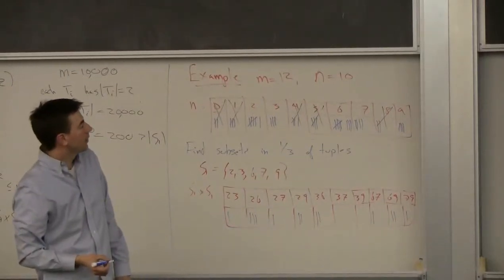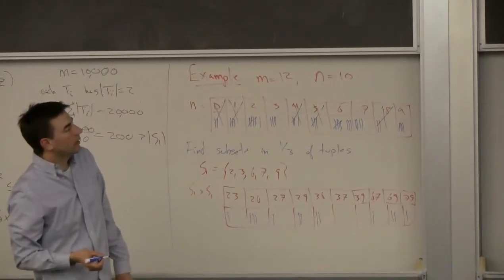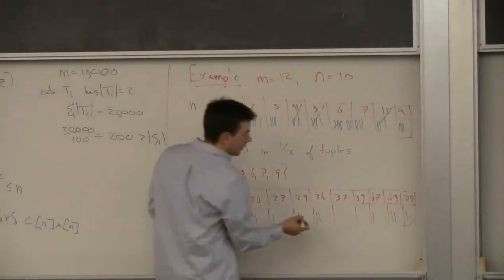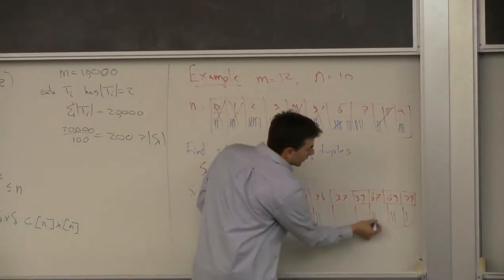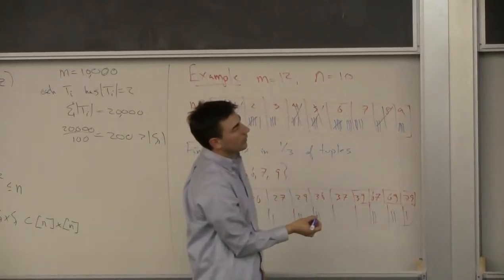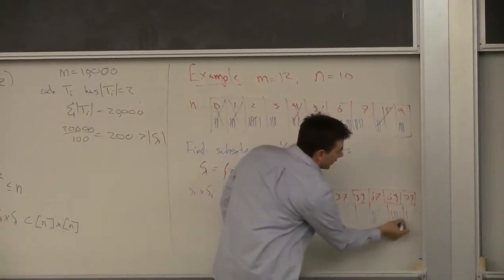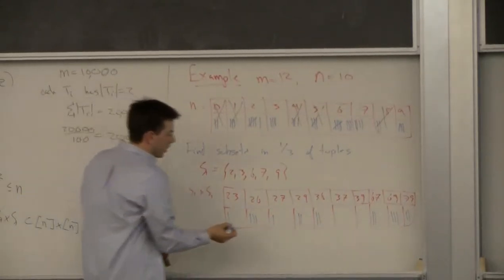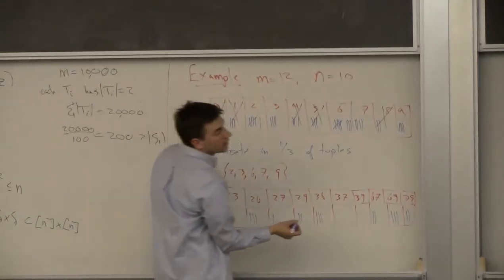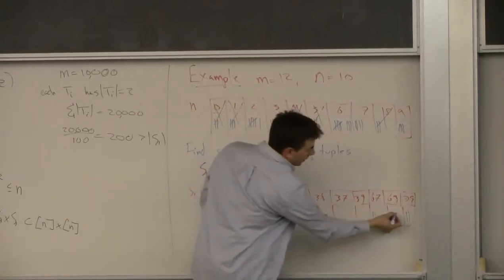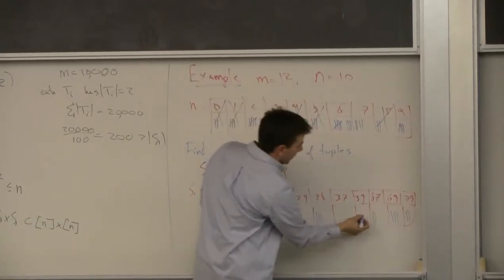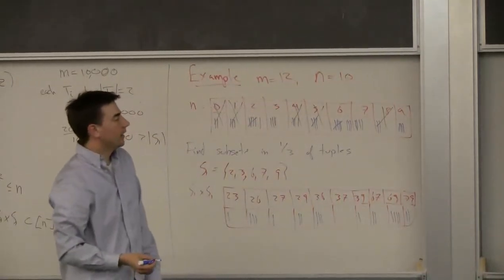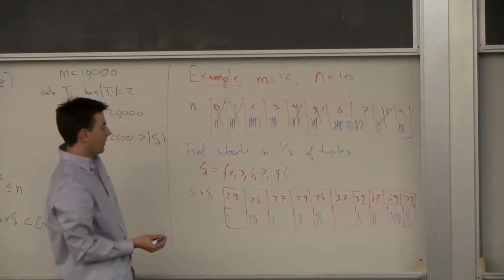And T8, that's nothing. T9, nothing. T10, I have, let's see, 6, 7, 6, 9, and 7, 9. T11, I have 3, 6, 3, 9, and 6, 9. And then T12, I have 6, 7.